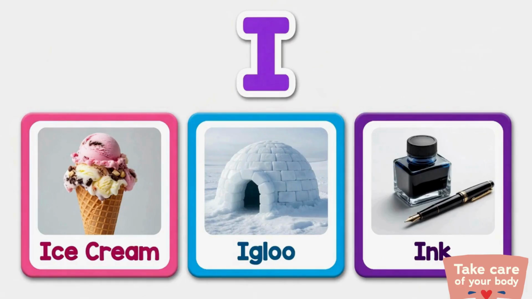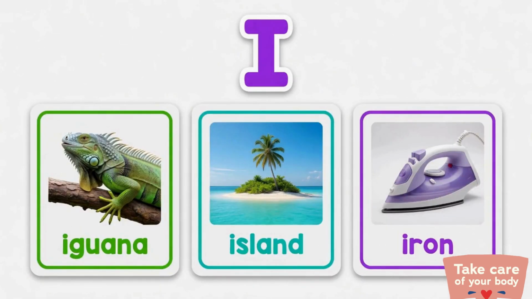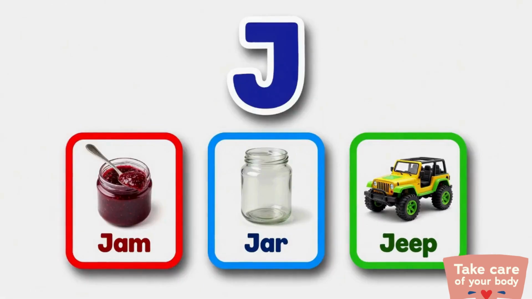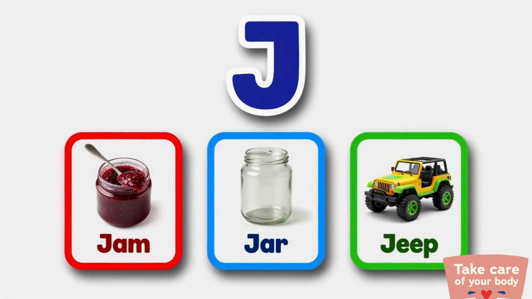This is the letter I. I is for ice cream. I is for igloo. I is for ink. I is for iguana. I is for island. I is for iron.